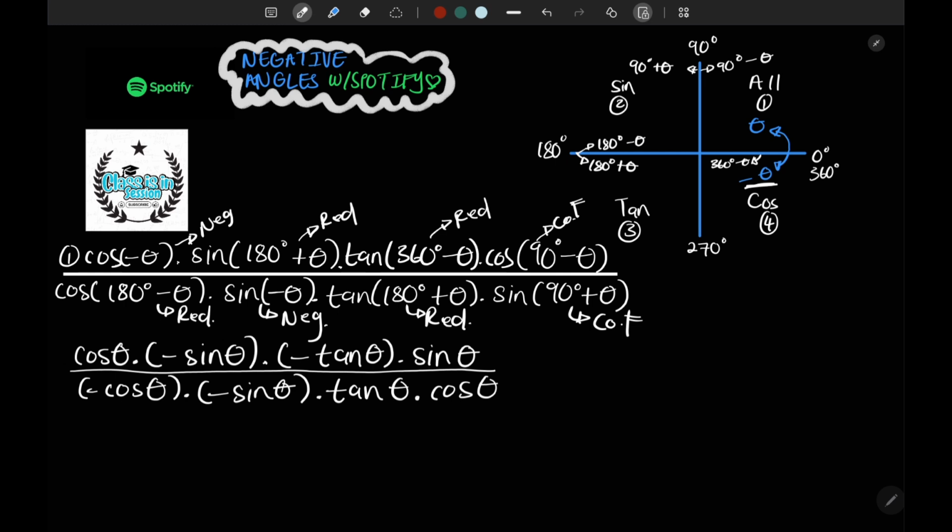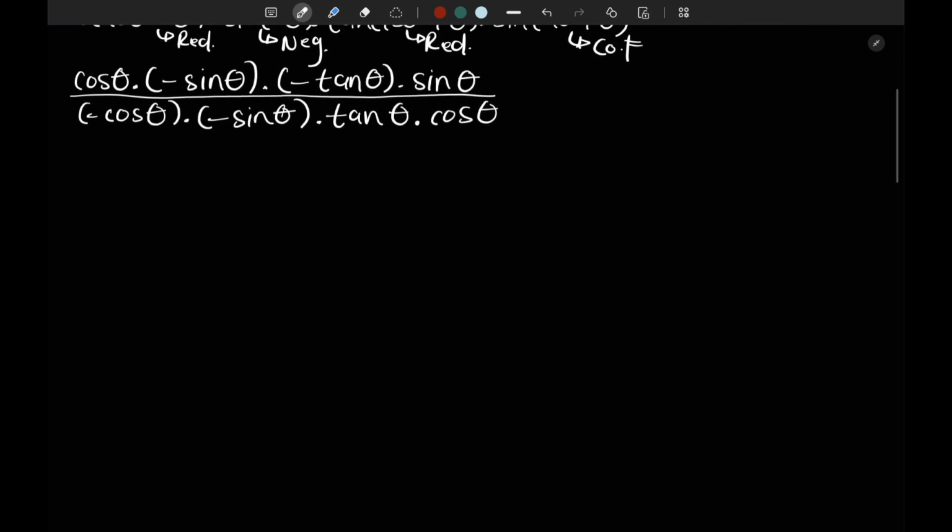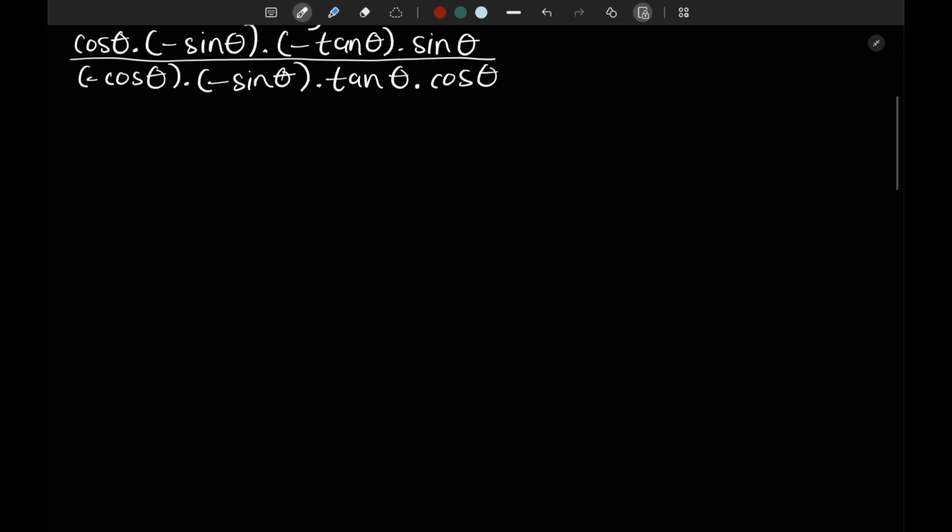Now, what's the following step? The next step would be to multiply your signs. We have a positive times negative, which is negative. Negative times negative is positive. Positive times positive is positive. So your entire numerator is positive. We can rewrite this as cos theta multiplied by sine theta multiplied by tan theta multiplied by sine theta.